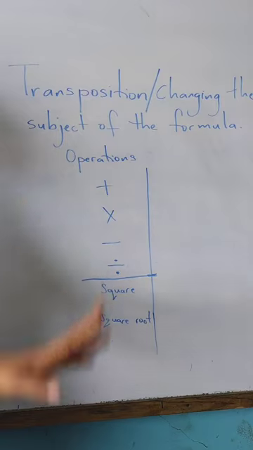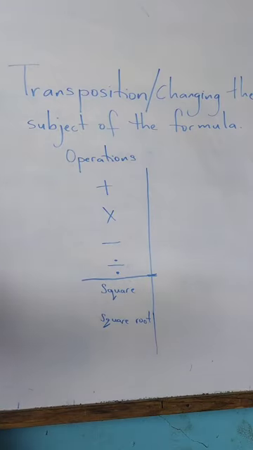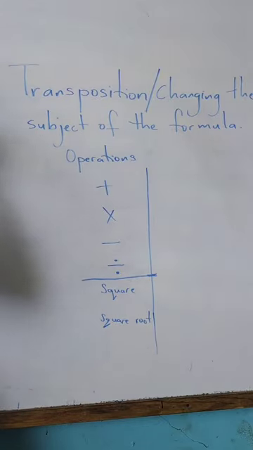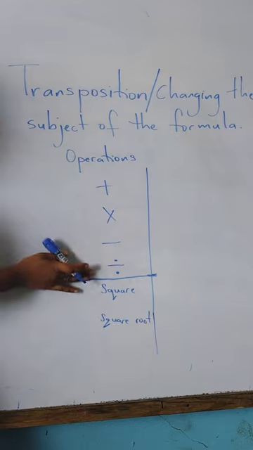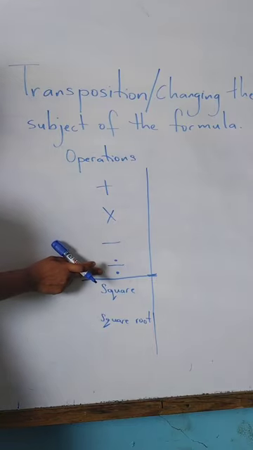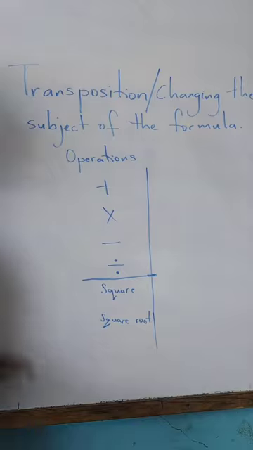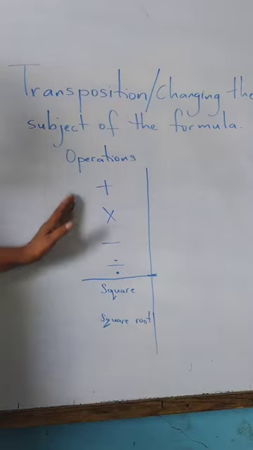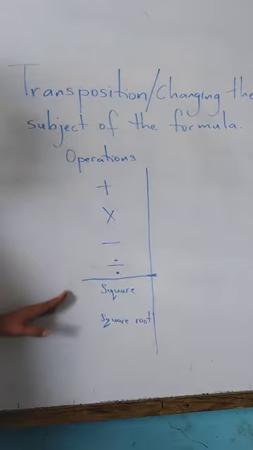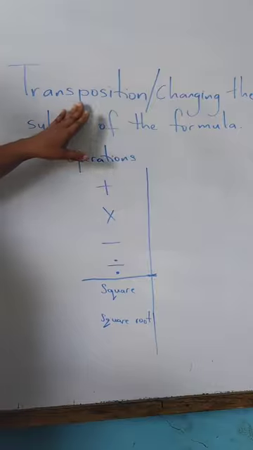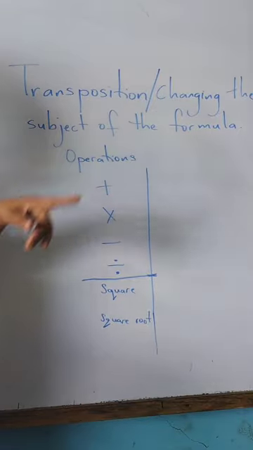Today we're looking at transposition, which means changing the subject of the formula. However, before I can go into transposition, I must ensure that you understand the basic operations. We have four basic ones: addition, multiplication, subtraction, and division. We also have square and square root. You need to know all of these and the opposites thereof if we're going to be looking at changing the subject of a formula.